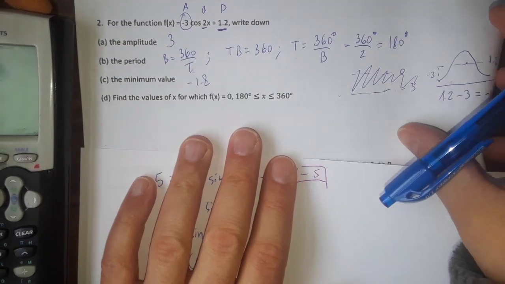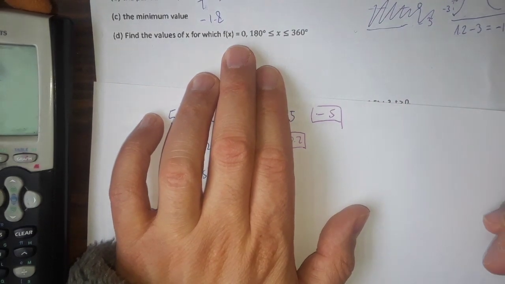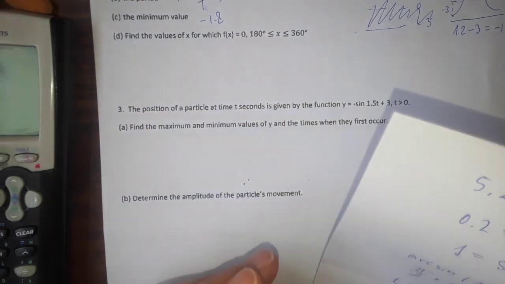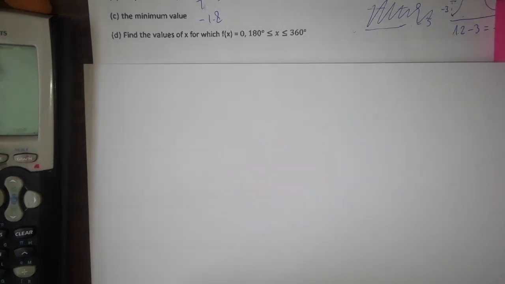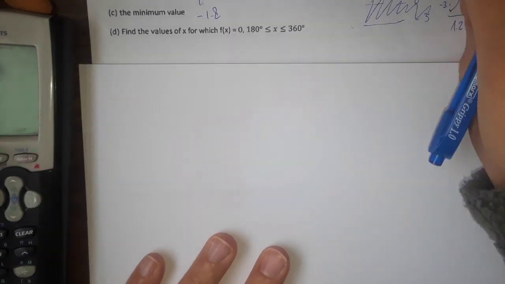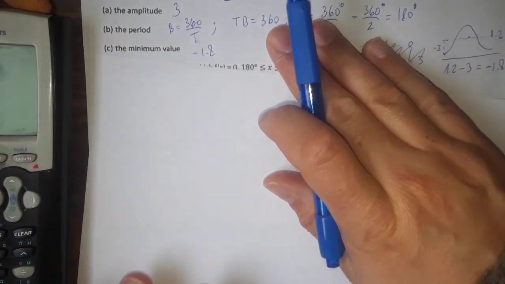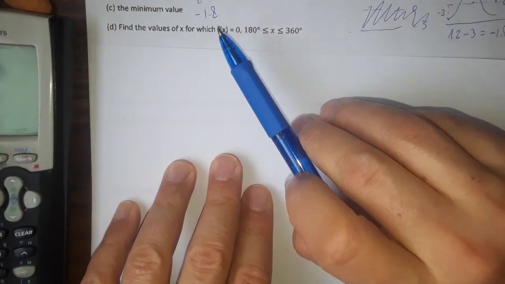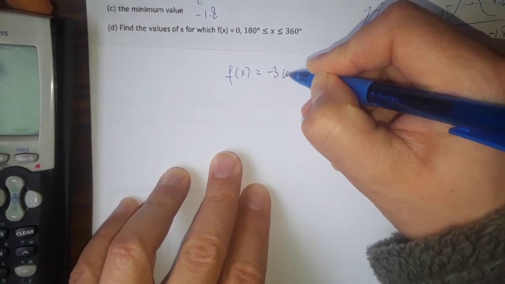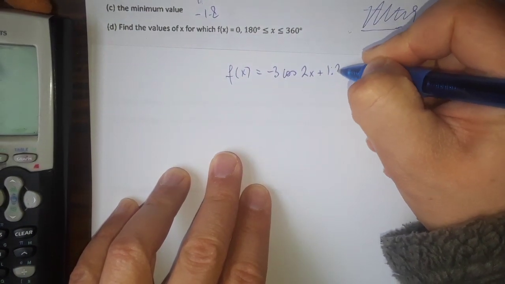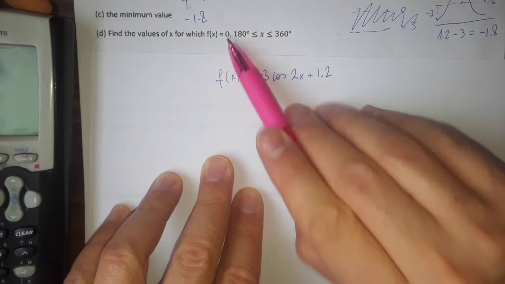Find the values of x for which f of x equals 0. Okay, so again, we have to solve the equation. Now they're telling us that the value of f of x is 0. So we write the function f of x equals -3 cosine. As you can see, it's all the time the same thing. Just keep asking the same things. So now they're telling us that this is 0, right?